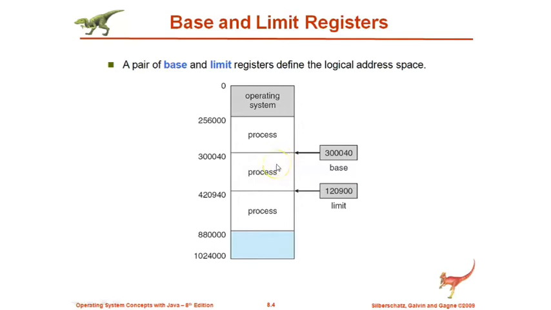The protection of memory space is accomplished by having the CPU hardware compare every address generated in user mode with the registers. So any attempt by a program executing in user mode to access operating system memory or other users' memory results in a trap to the operating system.